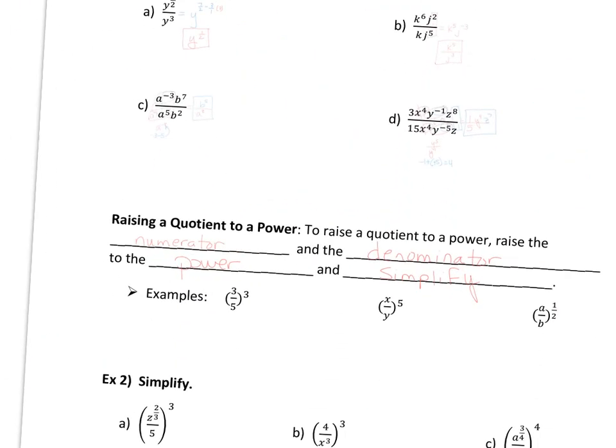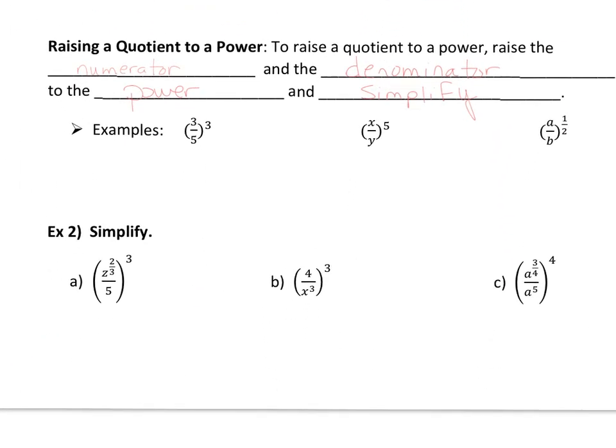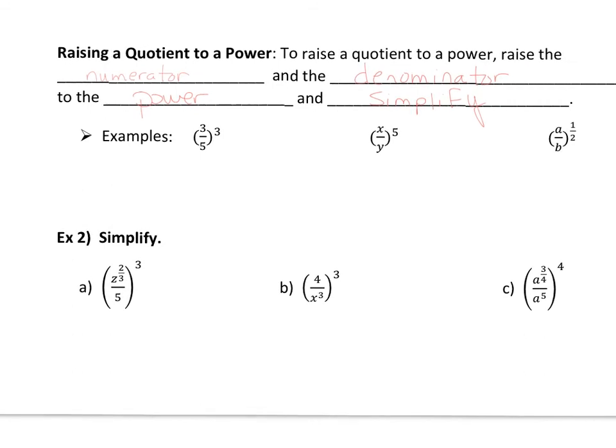Okay, let's go down to the next topic here, and that is what happens when we now have a fraction on the inside as a base. So all my bases are now fractions, and what do I do there? Okay, so to raise a quotient to a power, raise the numerator and the denominator, so top and bottom, to the power and then simplify it.